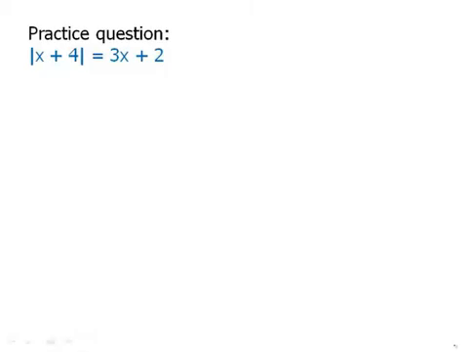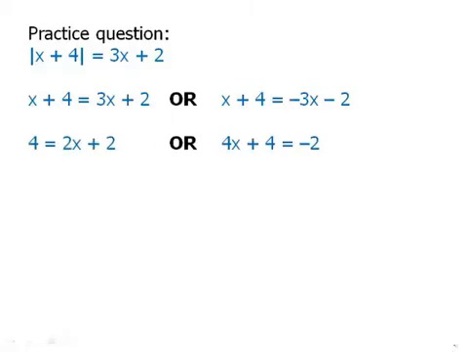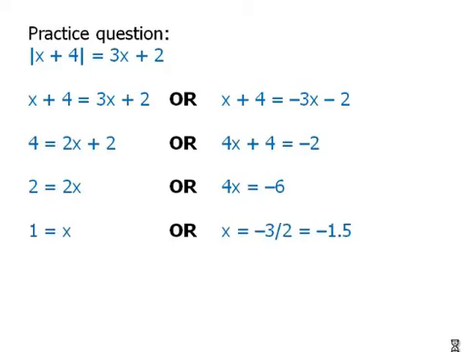Here's a practice question. Pause the video, work on this, and then we'll talk about this. Okay, again, the absolute value is isolated, so we can go directly to the OR equation. The thing inside, x plus 4, is either going to equal the expression or equal the expression multiplied by a negative sign. So the first thing we're going to do is get all the x's on one side. Then we're going to subtract to isolate the x, and we get either x equals 1 or x equals negative 1.5 or negative 3/2.